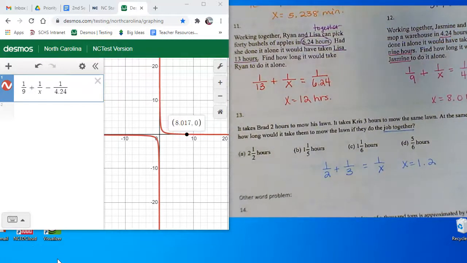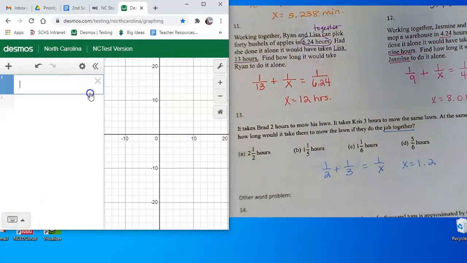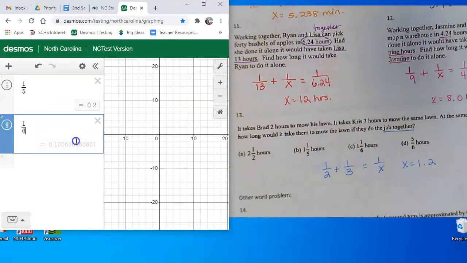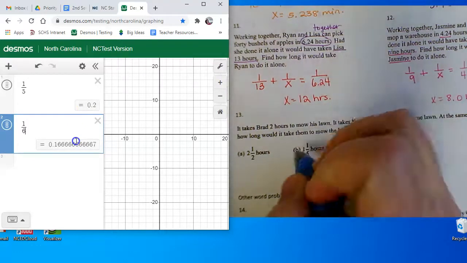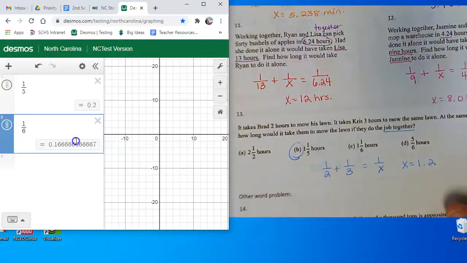And then trying to change that, there's several ways you can do it, but one way is to realize, well, it's 1 point something, so it has to be either B or C. And then if you put 1/5 in there, and 1/6, I can tell that it's the one with the 0.2, so it's got to be the 1 and 1/5. That would be one way to check it.